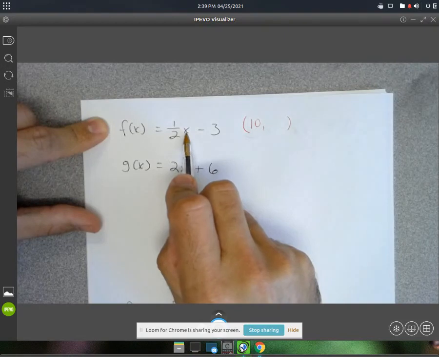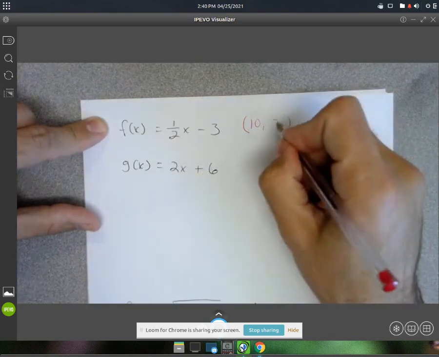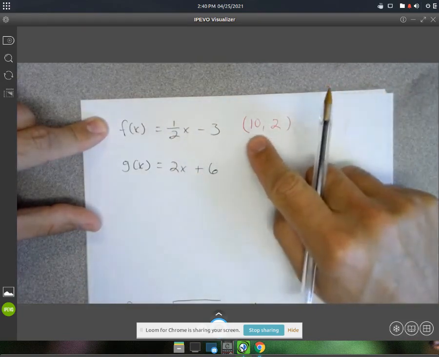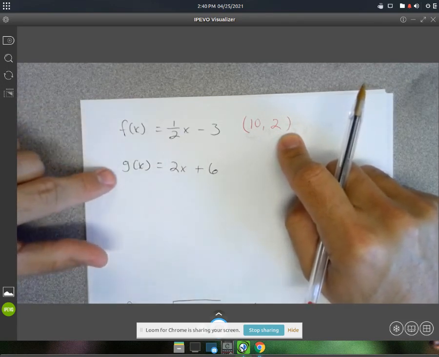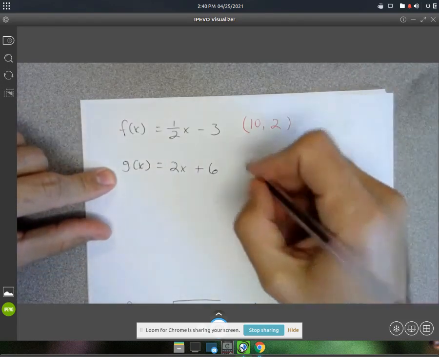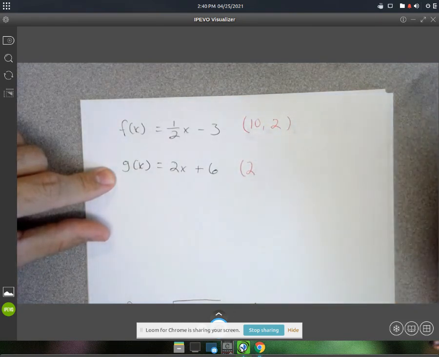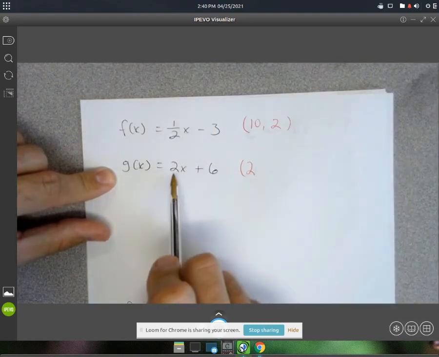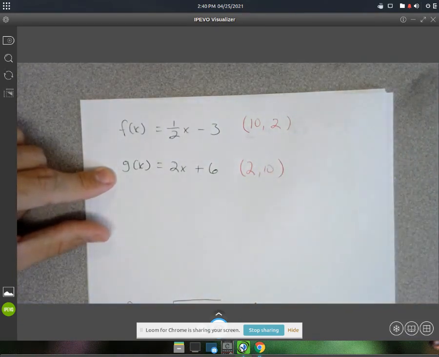All right, so if x is equal to 10, half of 10 would be 5, and then 5 minus 3 would be a 2. So when I plug in 10 for x, I get a 2 back. That means that if g of x is actually the inverse function, when I plug in 2 for x, I should get 10 back. So try it out. 2 times 2, that's 4. 4 plus 6 is 10. So it does actually work.